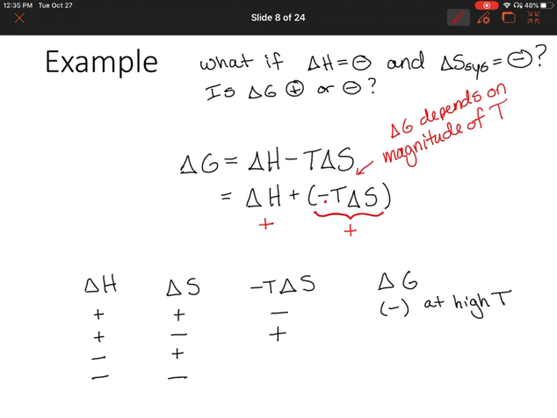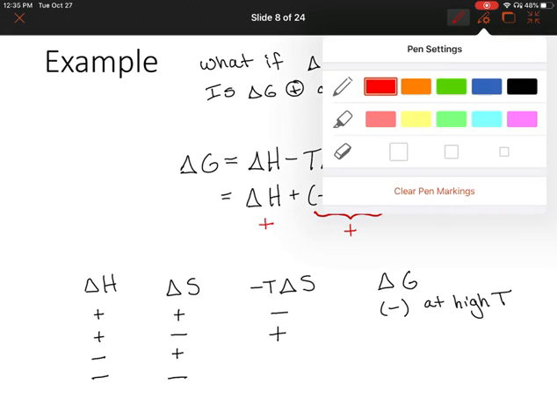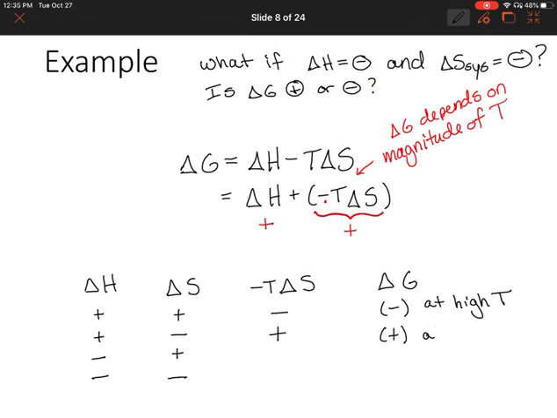So if we have two positives, what is delta G? Positive. And this will be at all temperatures. So in this scenario, the magnitude of the temperature doesn't really matter. So if your reaction is endothermic, and your change in entropy is negative, so the order is increasing, so your disorder is going away, then that tells us that delta G will be non-spontaneous at all temperatures.